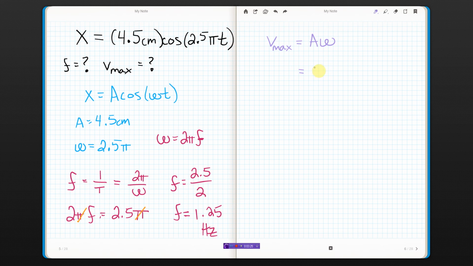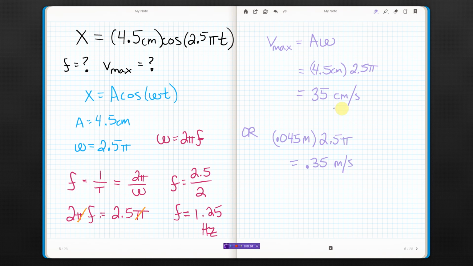So you could do 4.5 centimeters times omega, 2.5 pi, in which case you'll get, let's see, 35 centimeters per second, or you can do 0.045 meters times 2.5 pi, in which case you'll get 0.35 meters per second. Notice that you could also convert from here to there after doing the equation.